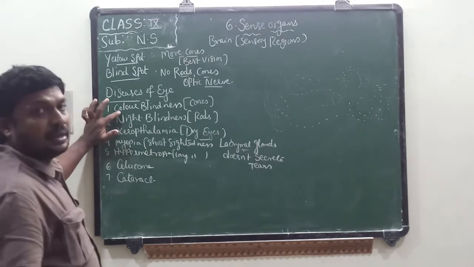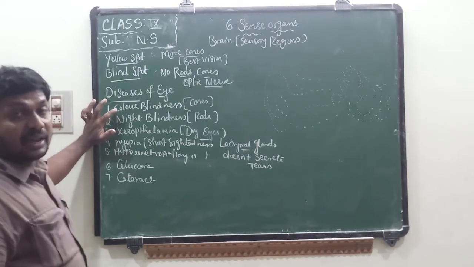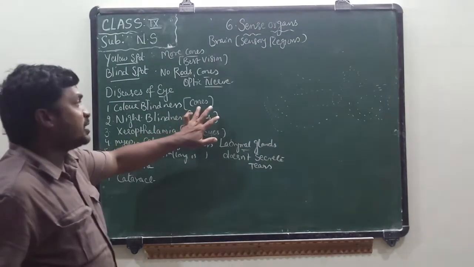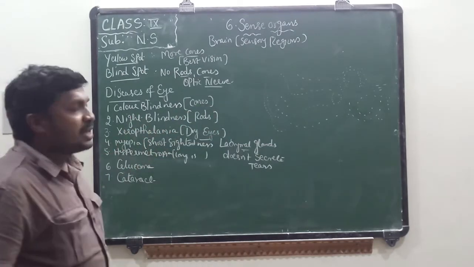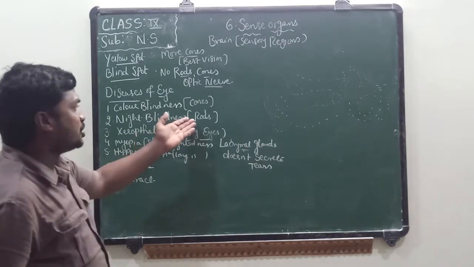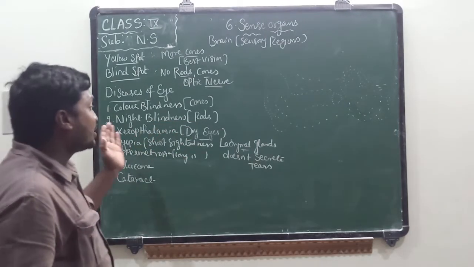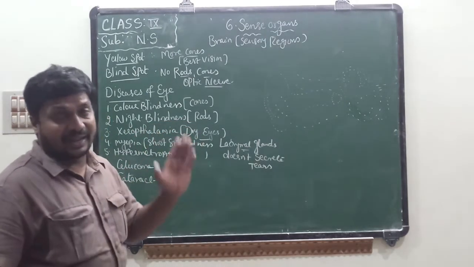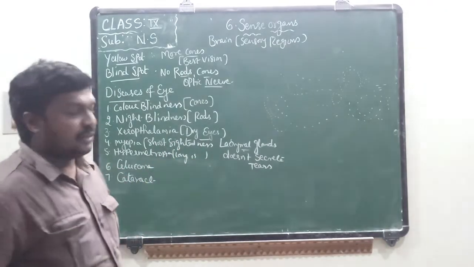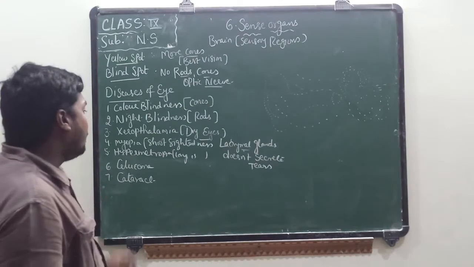Color blindness means the affected person cannot distinguish different colors. This is due to deficiency in cones. The second one is night blindness, where one cannot see objects during night time. This is due to deficiency in rods. Xerophthalmia is simply called dry eyes. The lacrimal gland does not secrete tears. It causes a defect called xerophthalmia.